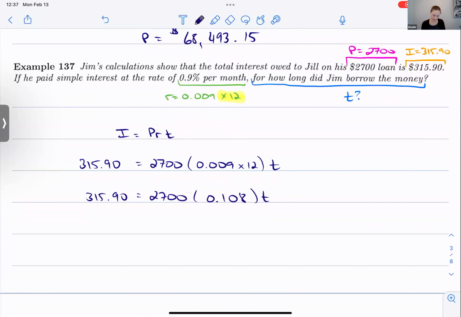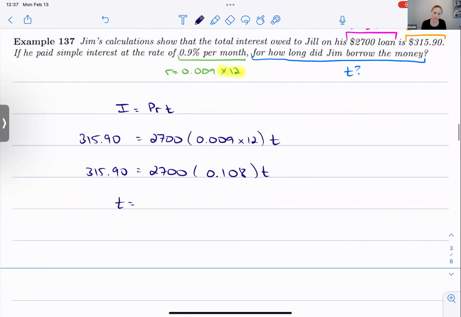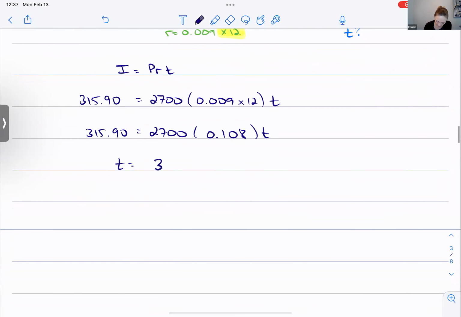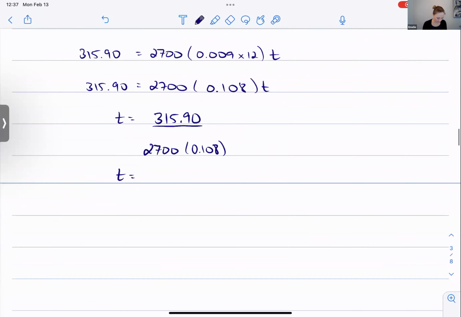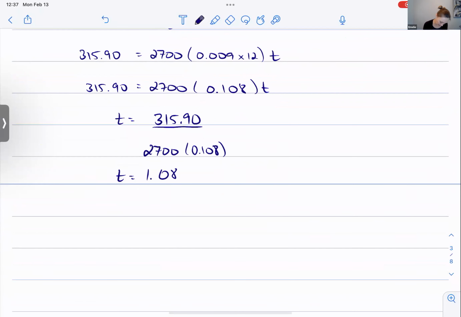So now, because I'm multiplying all the way across, I can just divide both of those components over to the left-hand side. And so now I have T is 315.90 divided by 2,700 times 0.108. So T is going to be 1.0833 repeating years.